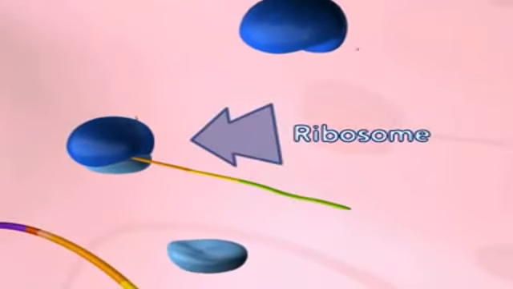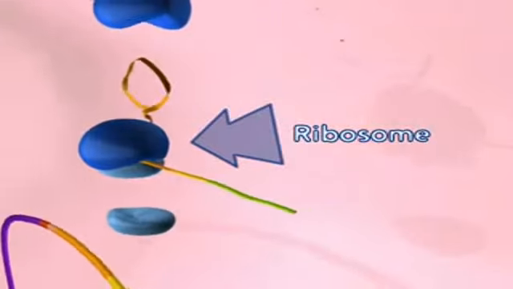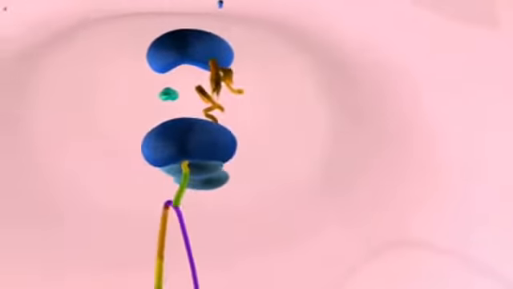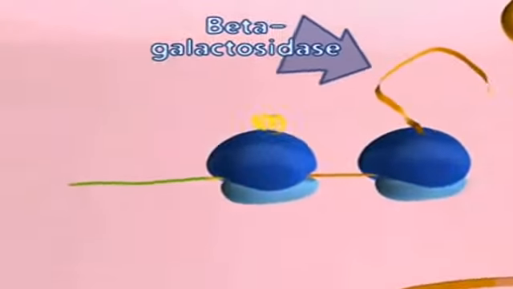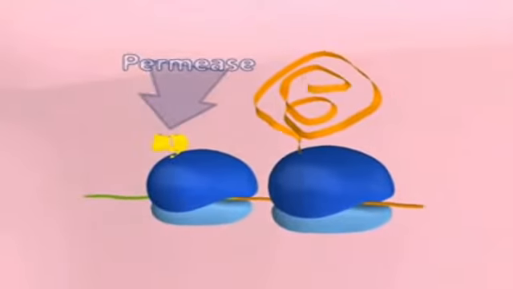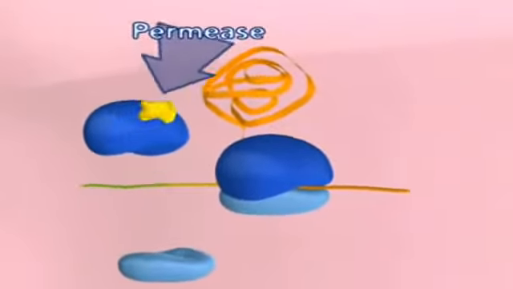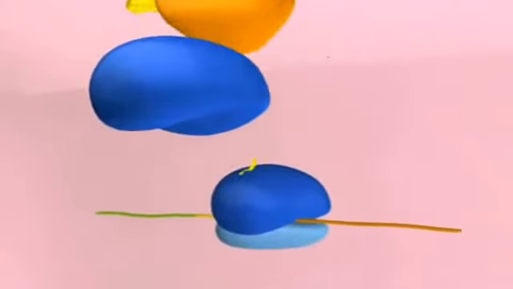Ribosomes then bind to the mRNA, and the two proteins are translated. The first protein is beta-galactosidase, which breaks down lactose into two simple sugars. The second protein is permease, a membrane-bound protein. When embedded in the cell membrane, permease functions to provide a direct route for the lactose outside the cell to be imported into the cell.